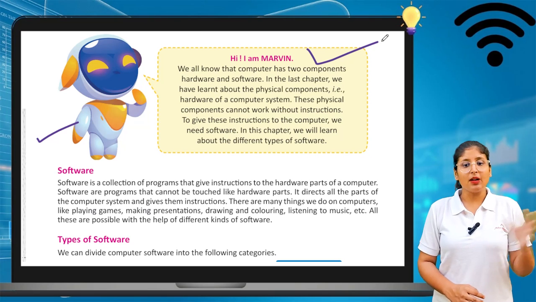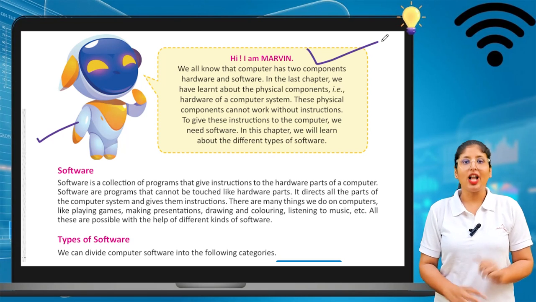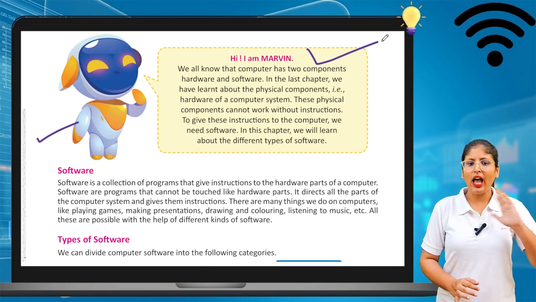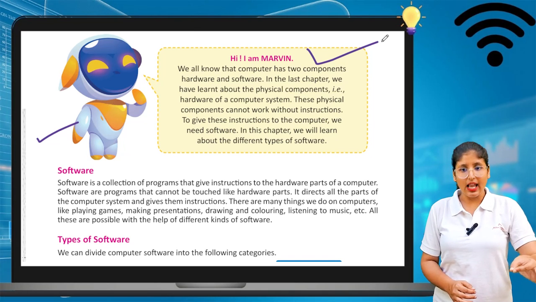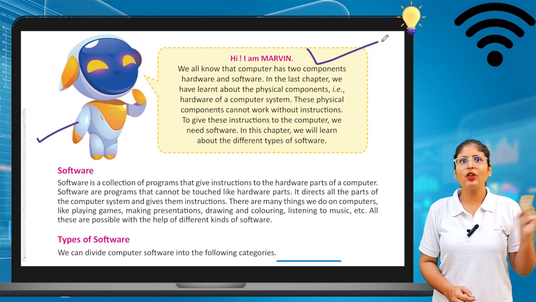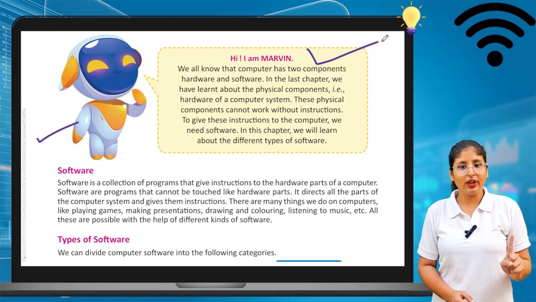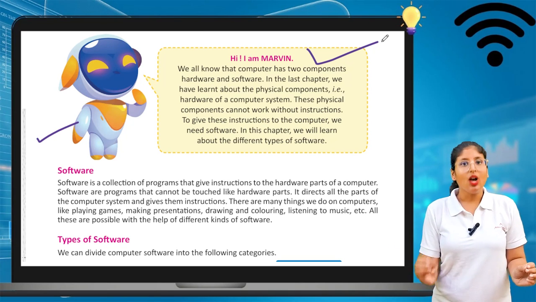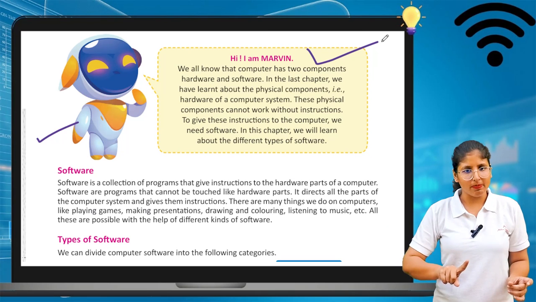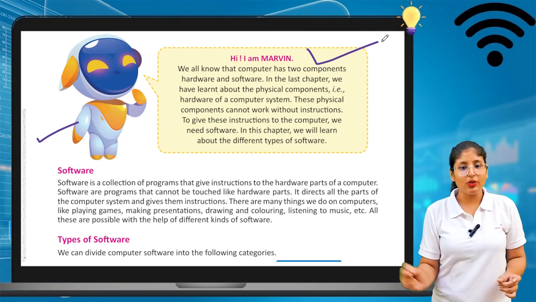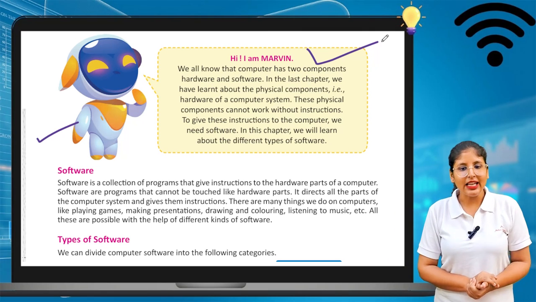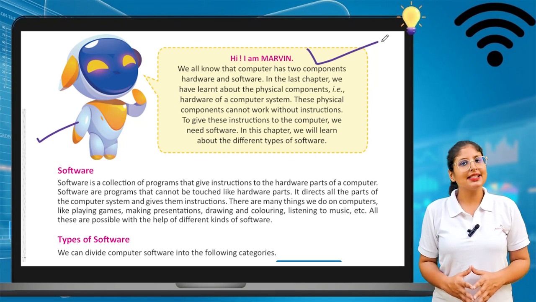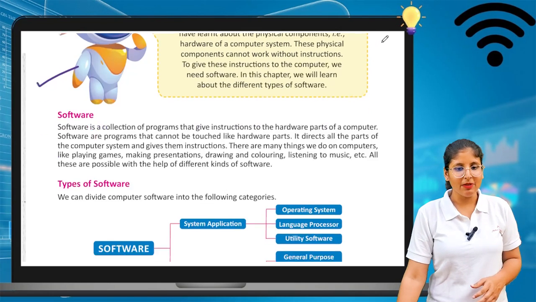We all know that a computer has two components, hardware and software. The computer is made up of hardware and software. In the last chapter, we learned about the physical components, that is, the hardware of a computer. These physical components cannot work without instruction. To give these instructions to the computer, we need software. In this chapter, we will read about different types of software. So in this class, let's have a look at software.